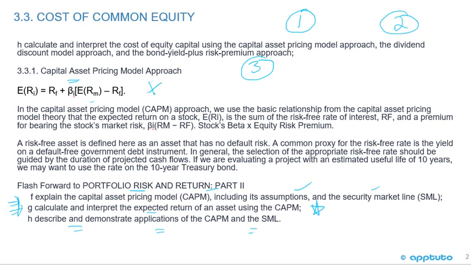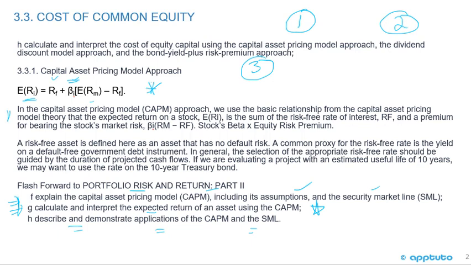So here's the formula for CAPM. The expected or required return on an equity stock equals the risk-free rate plus the beta times the return to the market minus the risk-free rate, which we call the equity risk premium. So here it is in words. In the capital asset pricing model approach, we use the basic relationship from the capital asset pricing model theory that the expected return on a stock is the sum of the risk-free rate of interest and a premium for bearing the stock market's risk, which we calculate as the beta times the equity risk premium.